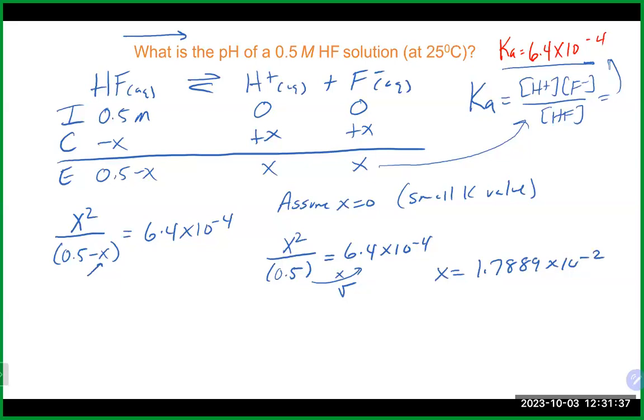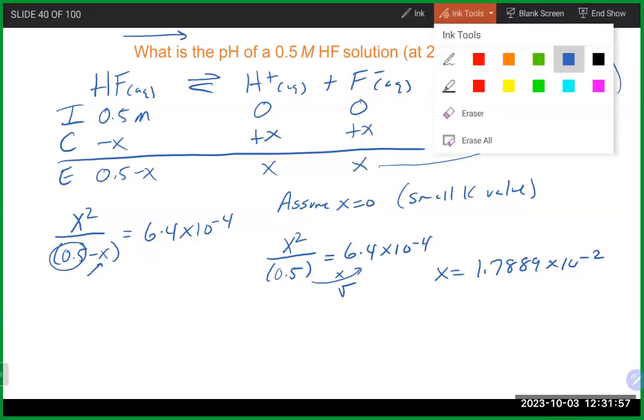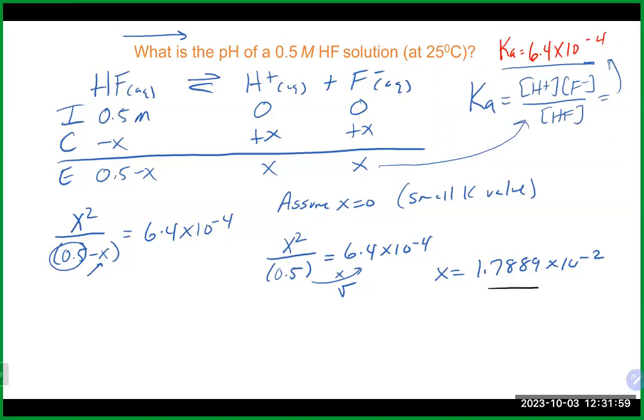The other thing that we talked about with the assumption is if you do make it, you also need to check it, right? So you should always check your assumption. We are following the 5% rule in this class, which means that you take the x value and divide it by what you're going to subtract it from. So I'm going to take that x value, divide it by 0.5, times it by 100%. And if it is 5% or less, you're in good shape.